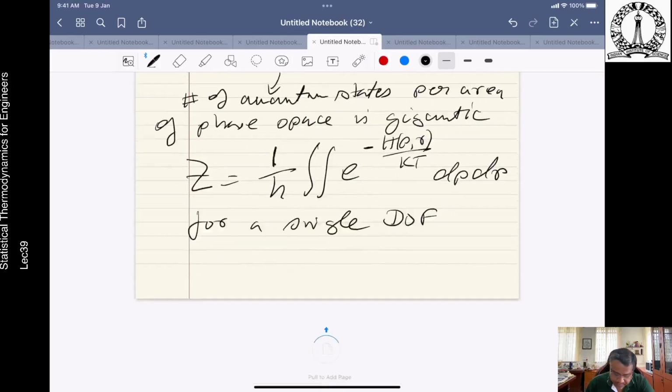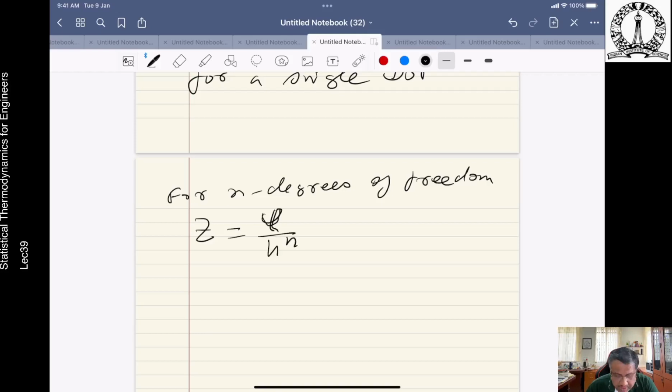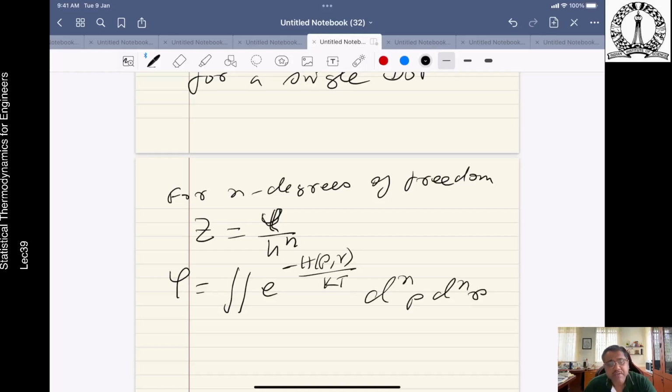So for n degrees of freedom, the partition function can be related to the phase integral as shown. The phase integral itself is written as shown, for a Cartesian coordinate system having, say, 3 degrees of freedom.